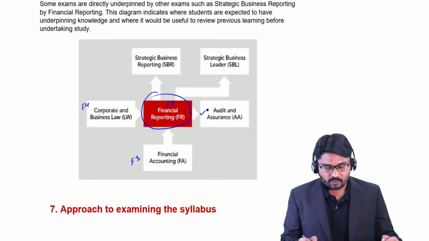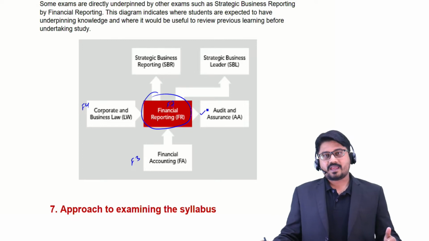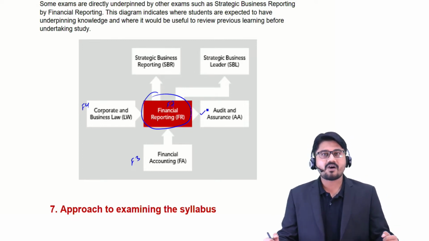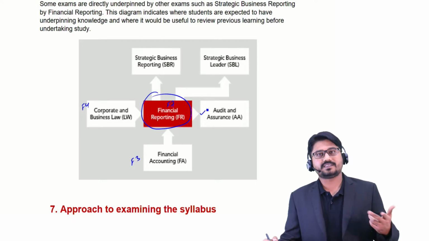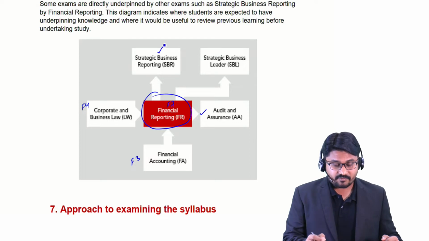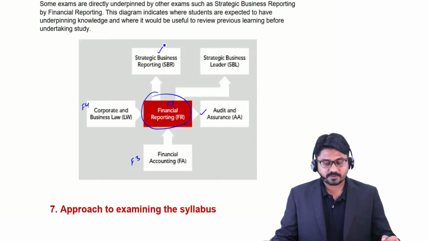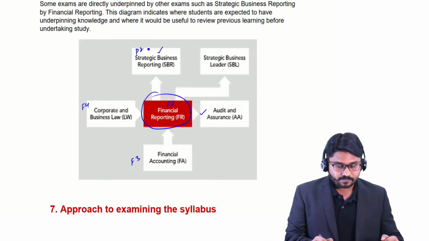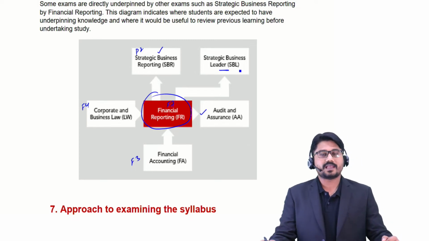And it will help you in studying the AA paper, Audit and Assurance. Reason being, in F7 we learn how a company, how a business, prepares financial statements, and in the auditing paper we learn how to audit these financial statements. The advanced paper of financial reporting at the professional level of ACCA is the SBR paper, that is P2, and the knowledge we gain in F7 is used in the SBR paper.